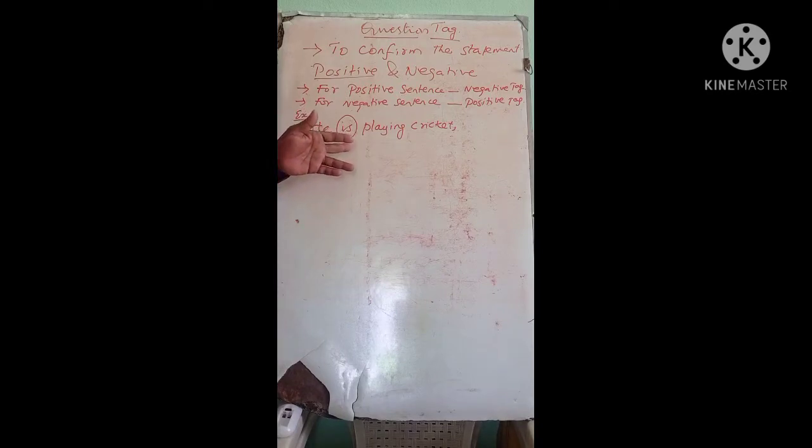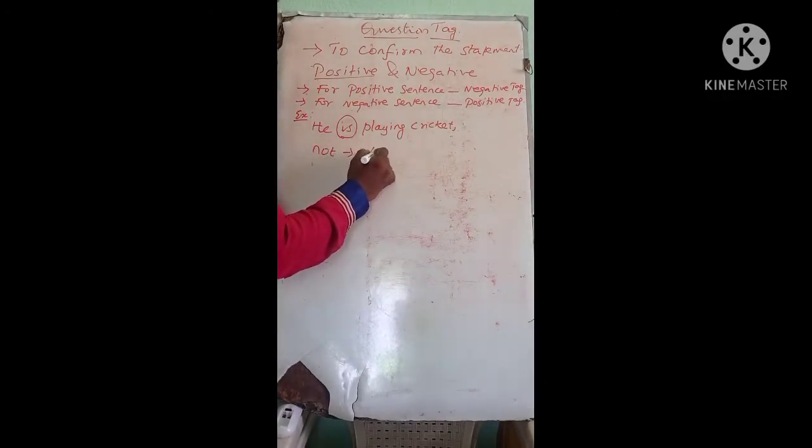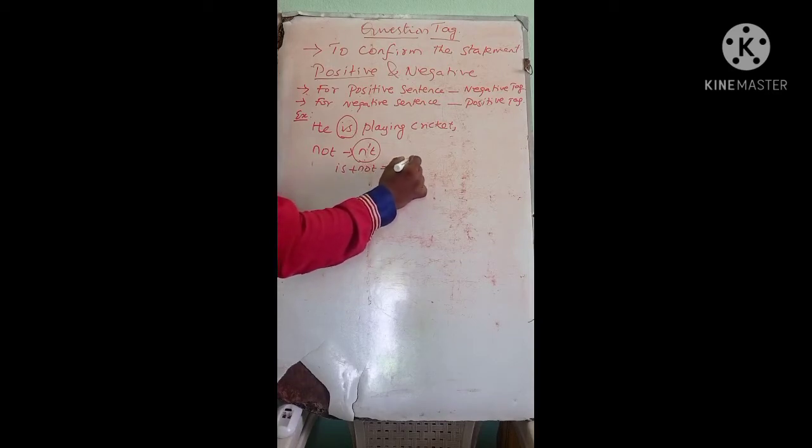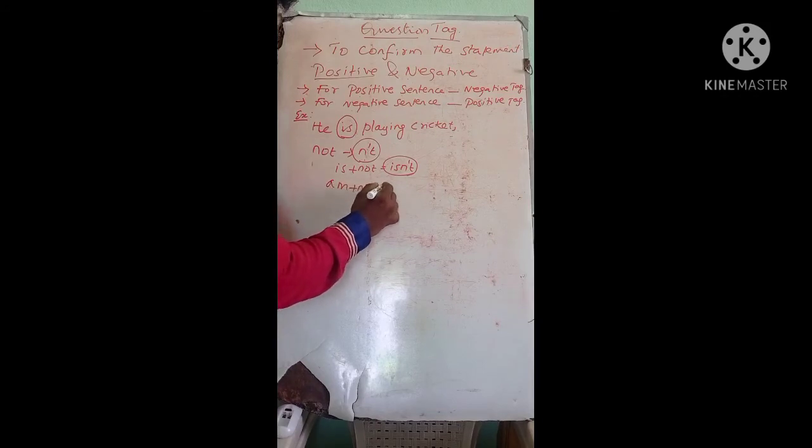If you add not to the auxiliaries, is plus not, isn't. So you have to write the short form, n't. We have to use this one. So is plus not, we should write isn't. Is plus not, isn't. Am plus not, aren't. There is an exception in this grammar: am plus not, aren't. Am plus not is what? Aren't. And is plus not, isn't. Was plus not, wasn't. Are plus not, aren't. Were plus not, weren't.